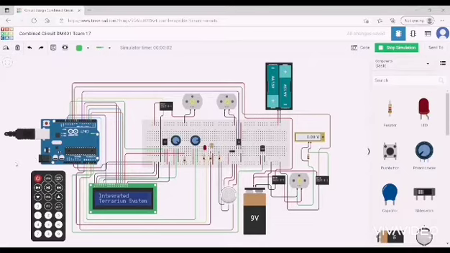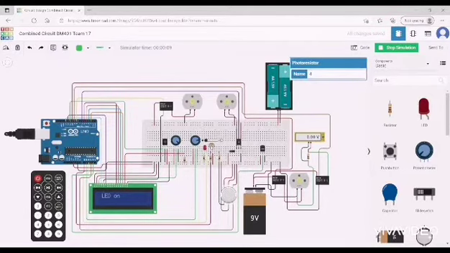So when I click on, for instance, number 1 on the IR remote, it displays this is the brightness mode. It will then say LED on. The LED is on because the brightness is at a really low level.